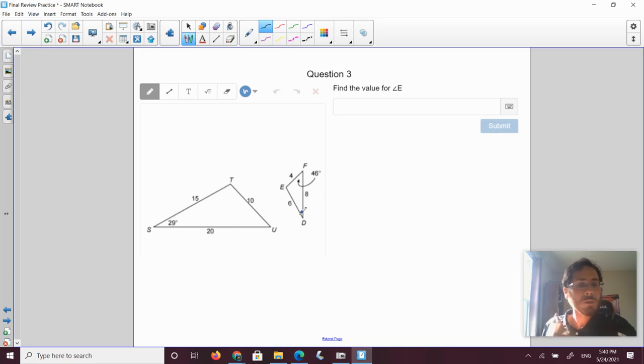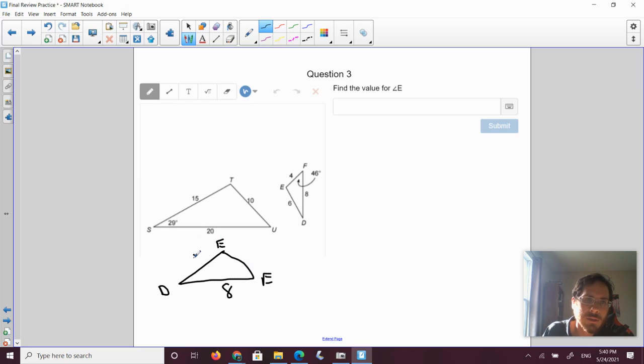Find the value for E. So it looks like these two are a little bit out of whack. So let's go ahead and reorient triangle DEF, just so it matches up. So we've got 8, 6, and 4, because we want the sides to go in the same order, smallest to biggest, smallest to biggest. So that's the correct order they want to be in. So what we're going to do is double check to see if we're going to end up with SSS similarity. Let me put in my 46 angles for DEF.